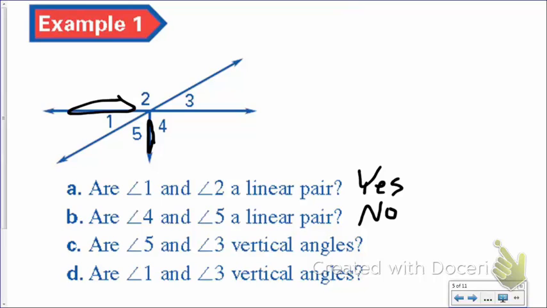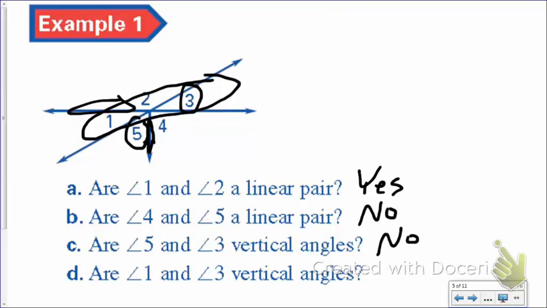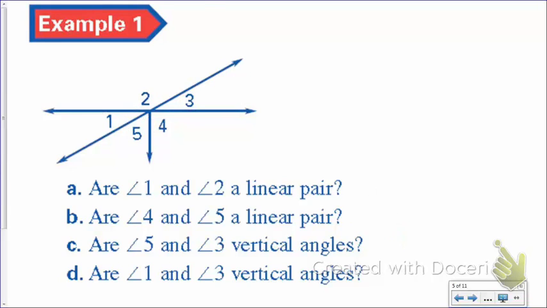Are angle 5 and angle 3 vertical angles? Here's angle 3 and here's angle 5. They're sort of across from each other, but it's not an X. It's really more of a K. Both sides would have to make an X, so it just doesn't in this case. It's more of a K than an X, so that would be no. They're not vertical angles. Are angle 1 and angle 3 vertical angles? Definitely. You can see that they're across from each other and there's an X. So angle 1 and angle 3, yes, they are vertical angles.